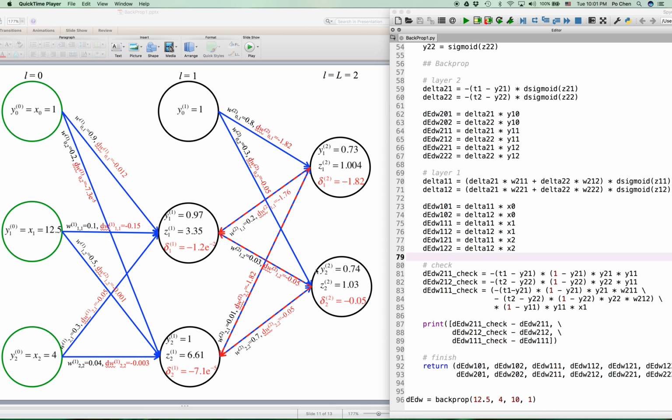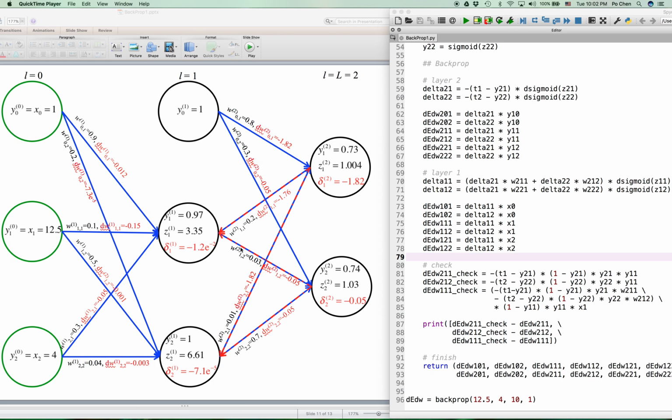And the same is true for the derivatives with respect to W211. That's W211 here, associated with this particular blue arrow. So the derivative of the error with respect to W211 equals the y value multiplied with the delta value here. So it's y11 times delta 21. And then the derivative with respect to W212 equals y11 times delta 22. That's this blue arrow. y11 times delta 22 gives you dE over dW212.